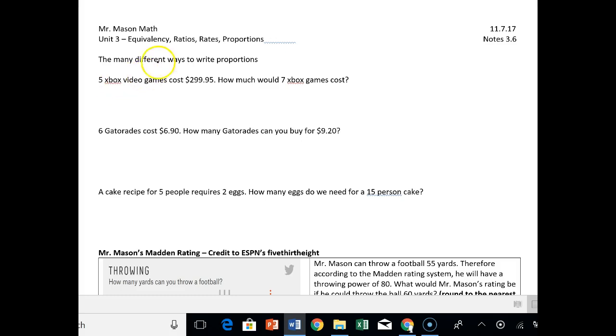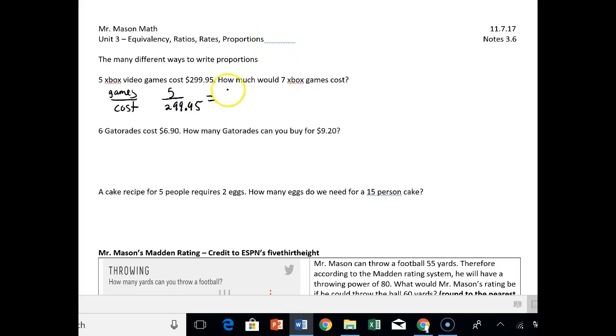So the first way is to say, hey, I'm comparing the games and the cost, right? So games over cost. And I could write this as 5 over 299.95 equals, and then 7 over x. This is one way I could write it.